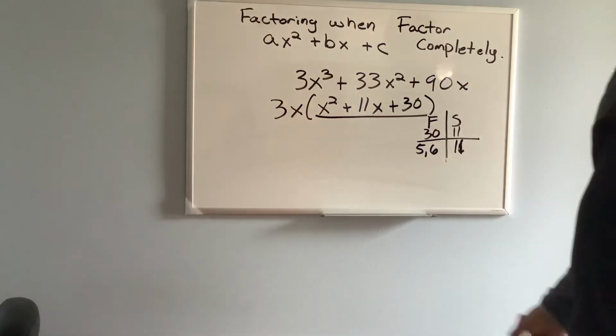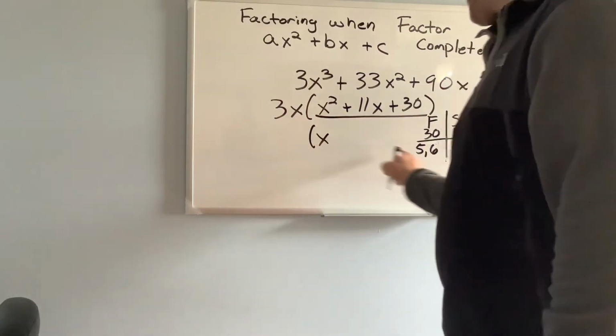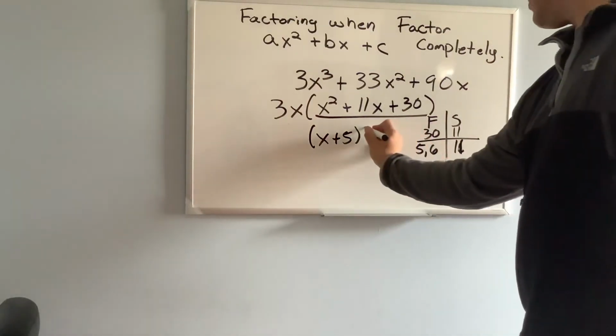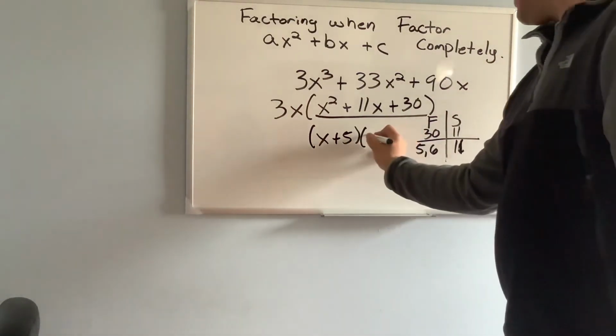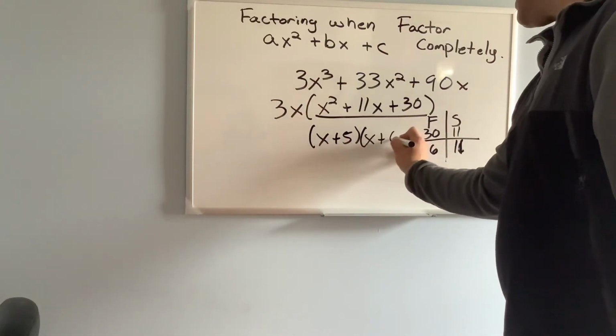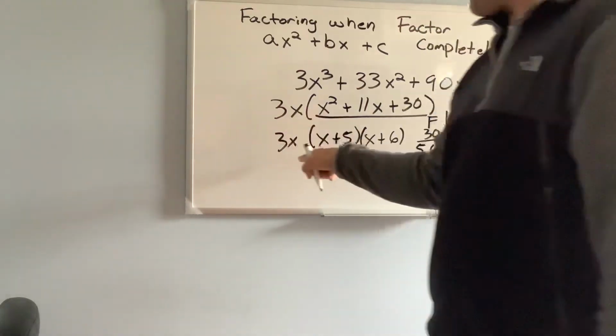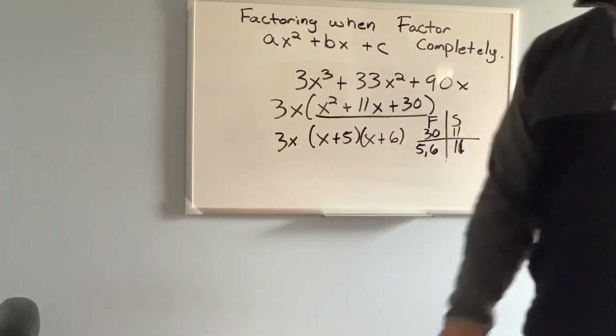So now when I combine those, I have x, and my 5 goes here. I put plus 5 because it's positive. And then my 6, that would be in the second term, I have x and then plus 6. And then I remember to bring my 3x down, and that's a final product in factored form.